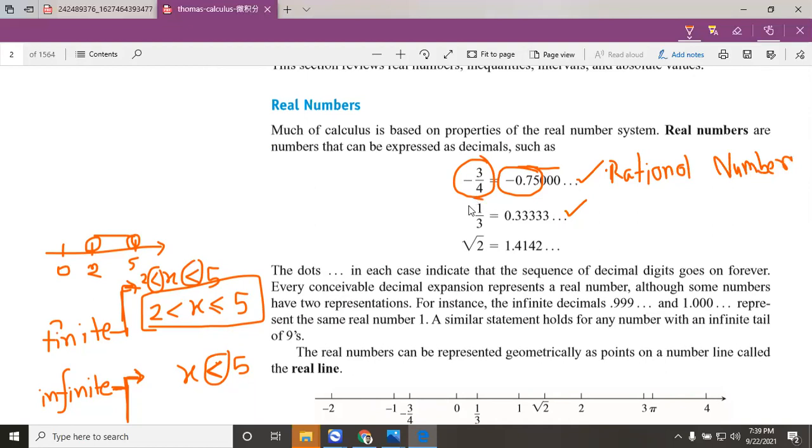And here we get 1 divided by 3 is equal to 0.3333. So we get a lot of 3s here, like unlimited 3s, okay. So this is also a rational number.